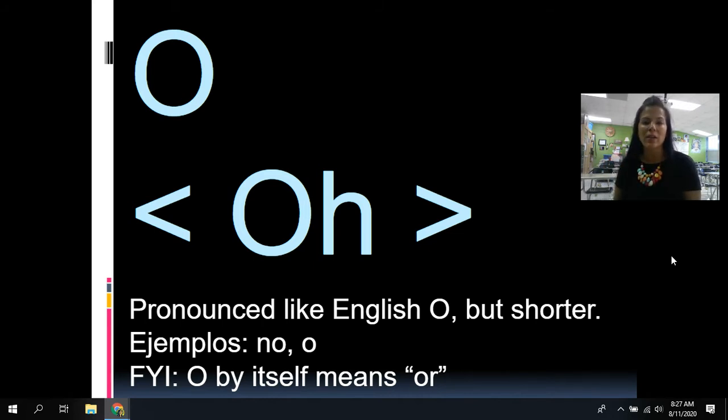Okay, and then the letter O by itself means or. So if I say, ¿Quieres tacos o burritos? Do you want tacos or burritos? So if you ever see it by itself in a sentence, that's what it means, or. And definitely write that down.